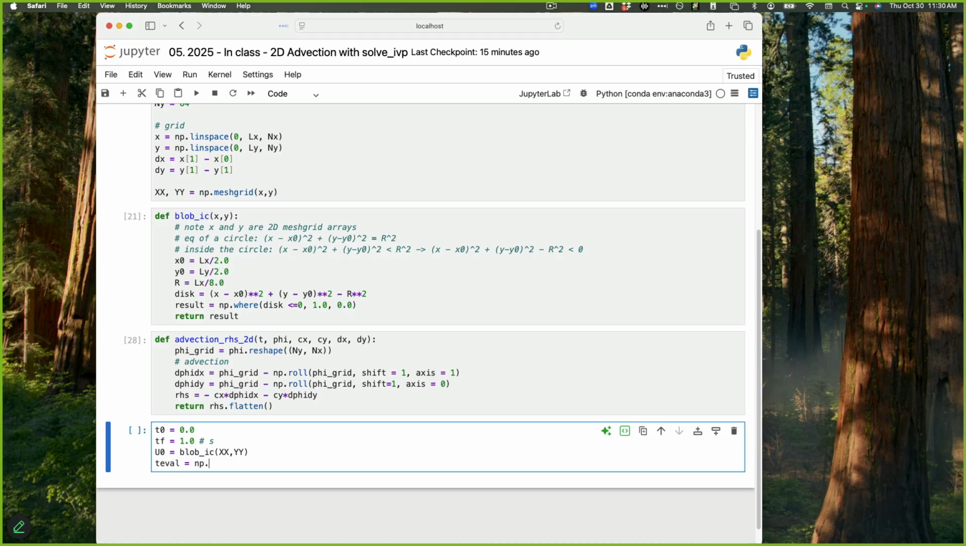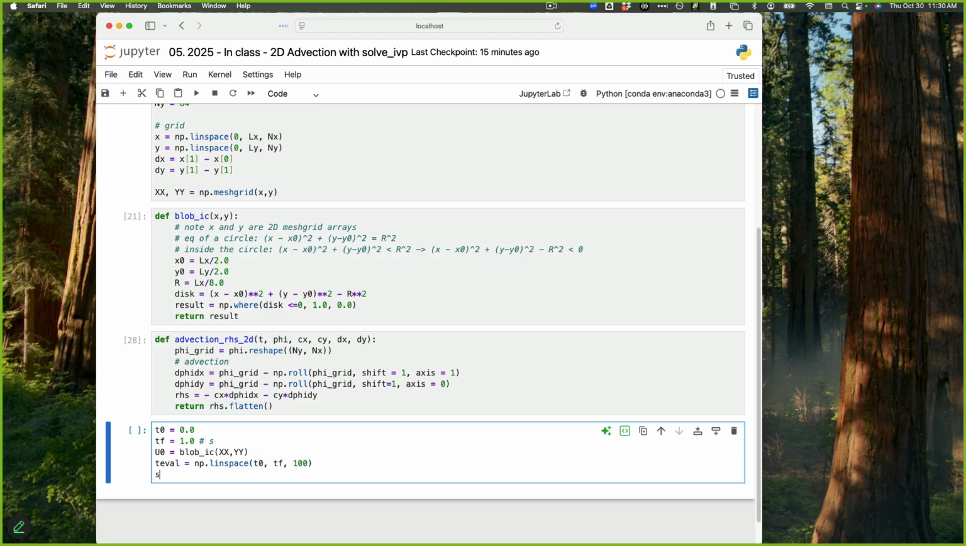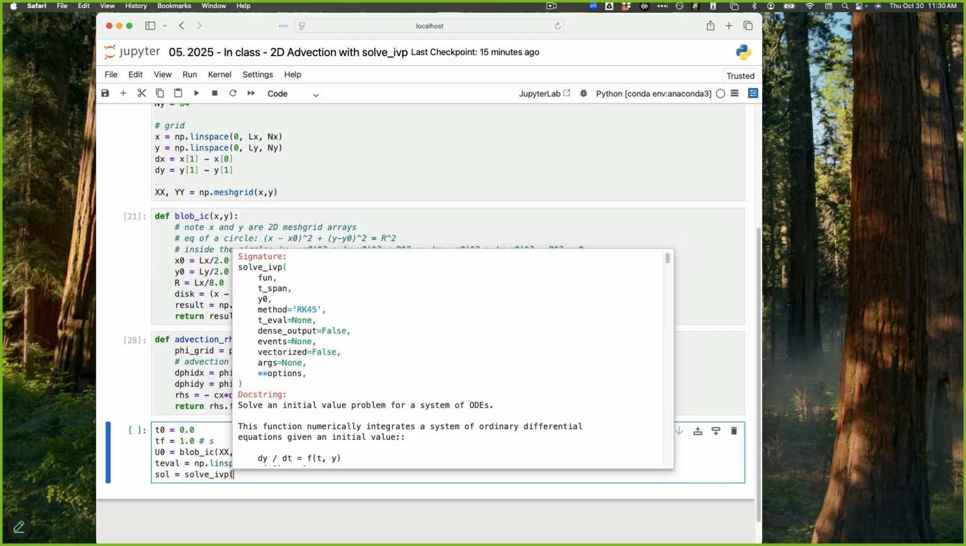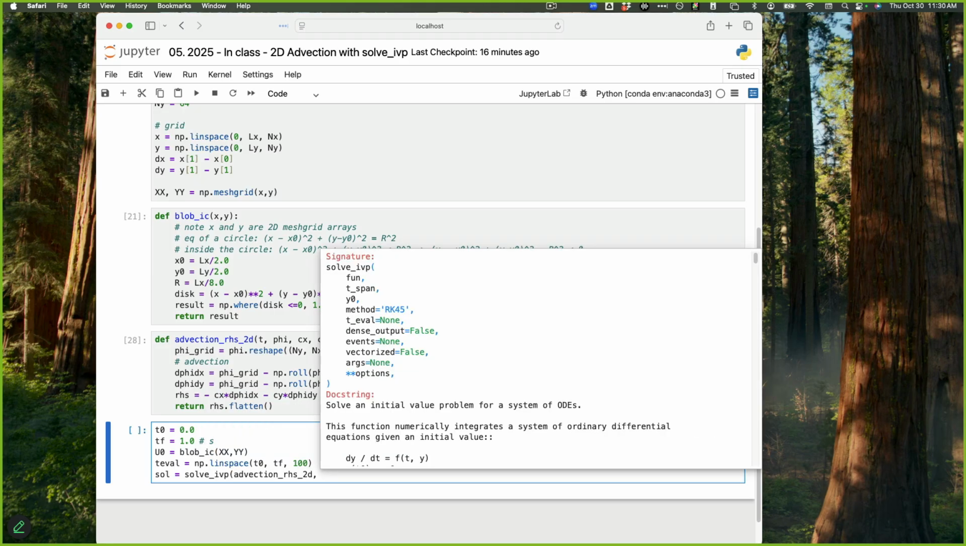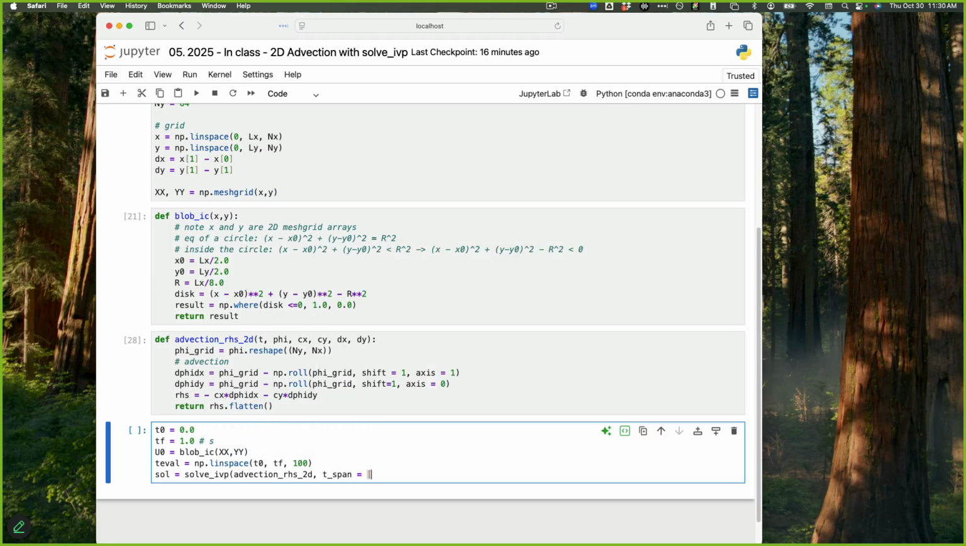Let's do evaluation at 100 points, length space from t0 to tf, and we do 100 points. And then my solution is solve IVP. And let's say, what does IVP want? It's the right-hand side, advection right-hand side 2D. And then my t-span is equal to t0 to t final. And then my initial condition, y0, is going to be equal to u0.